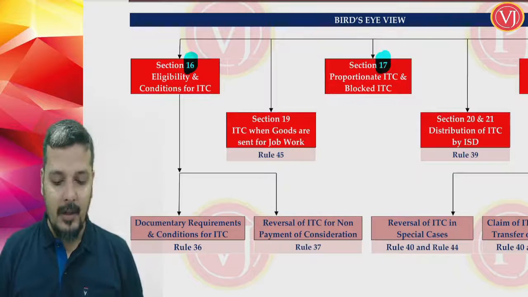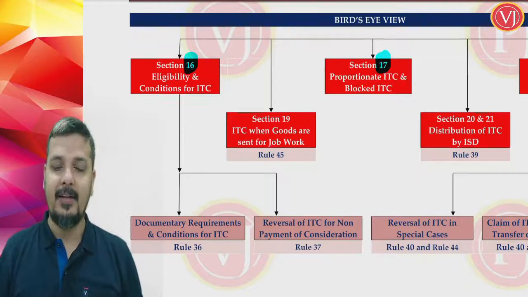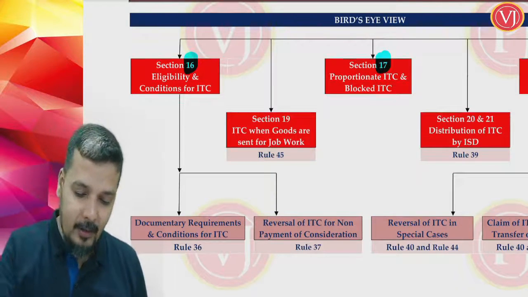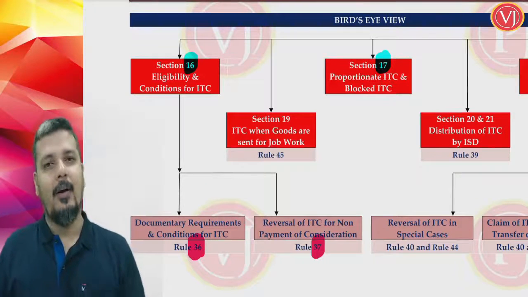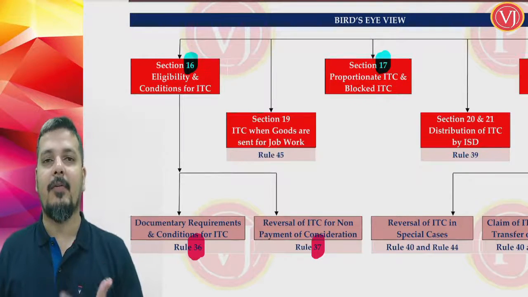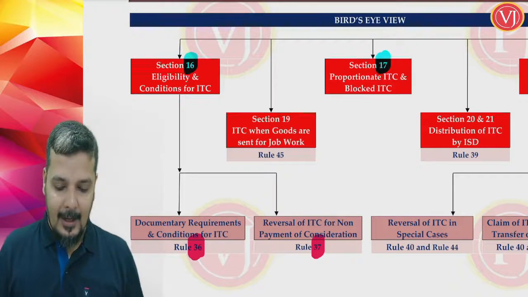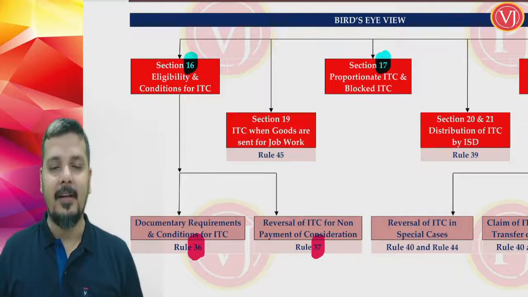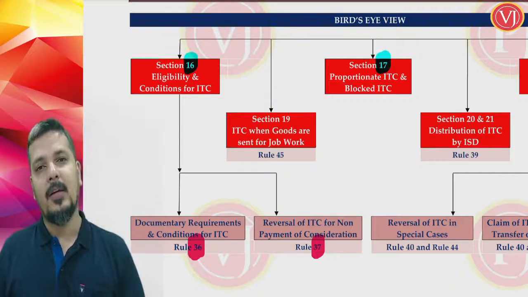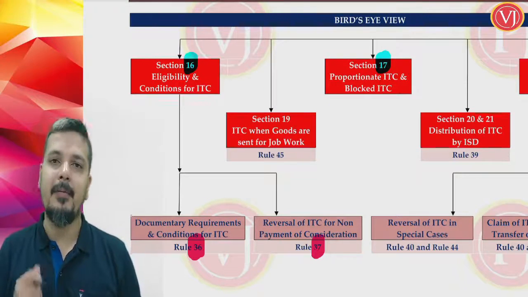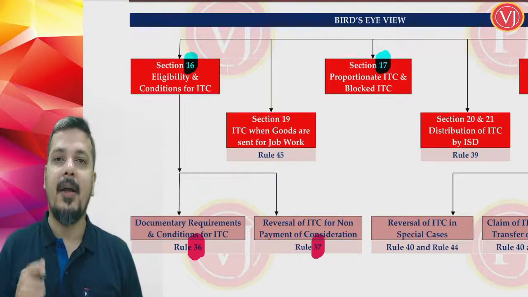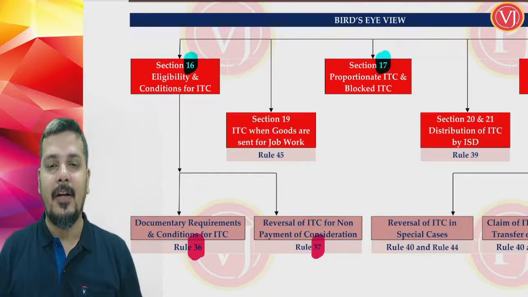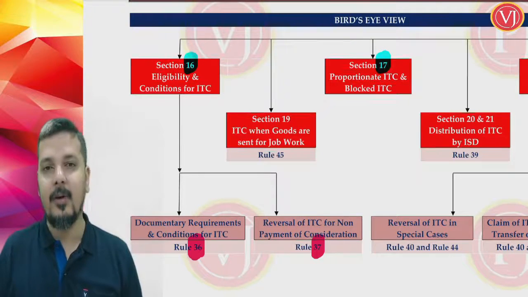Section 16 talks about eligibility and conditions of ITC, and this section 16 is always to be read along with rule 36 and rule 37. Basically all the conditions, including what are the documents required for taking ITC and other conditions, are discussed in rule 36. Rule 37 also discusses one of the conditions, payment by the recipient to the supplier within the prescribed time. If you're not paying the supplier price plus tax within a particular time, you have to reverse your ITC. That is discussed in your rule 37.